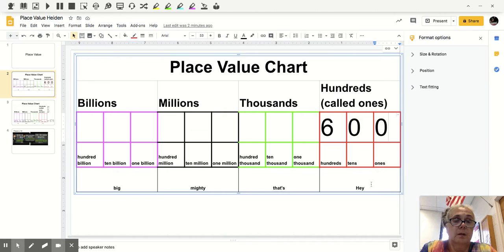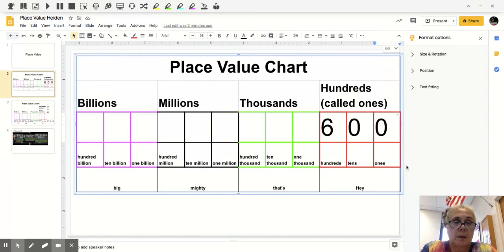So a long time ago, a student helped me with the phrase to remember it: hey, that's mighty big. Hey for hundreds, although most people call that the ones section, but I like to put hundreds in there sometimes because that's where, like this would say 600. But that's how my kids remember it in fifth grade. Hey, that's mighty big. Hundreds, thousands, millions, billions.